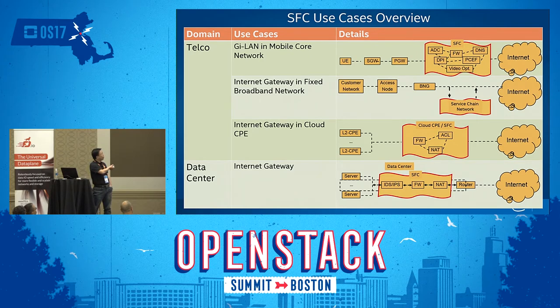And for broadband network, it is the same thing. For example, if the BNG, broadband gateway, terminates the PPPoE traffic and sends the Ethernet traffic to the internet, it also needs to go through a service chain. And typically, you would need to go through the DNS, firewall, load balancer, those kinds of services.